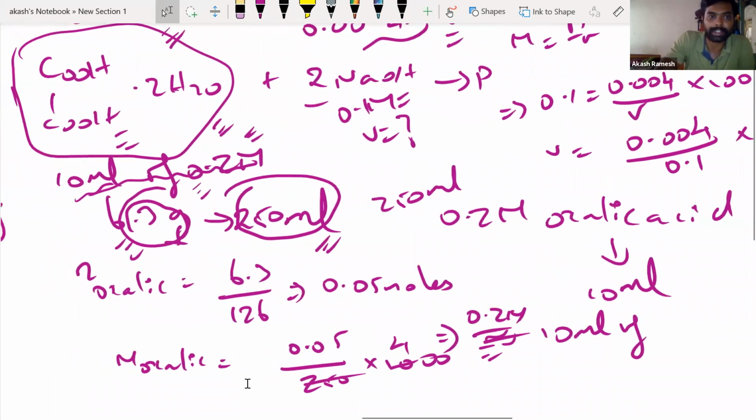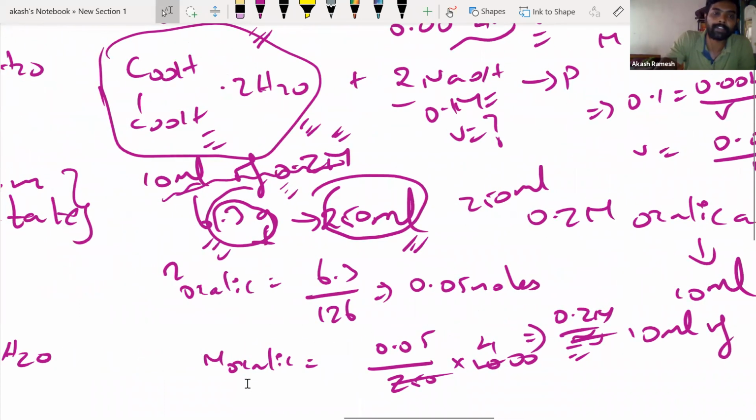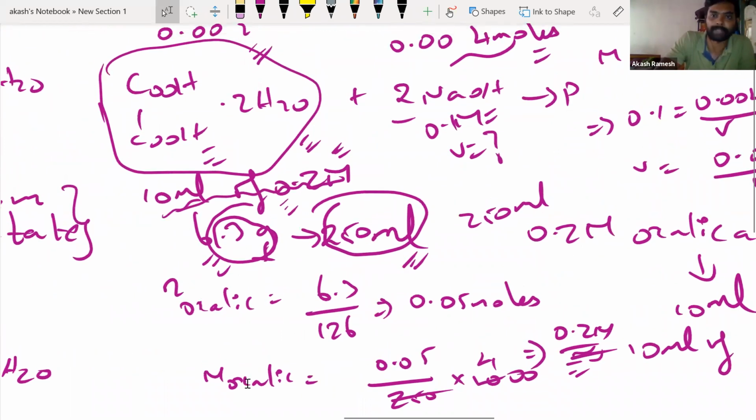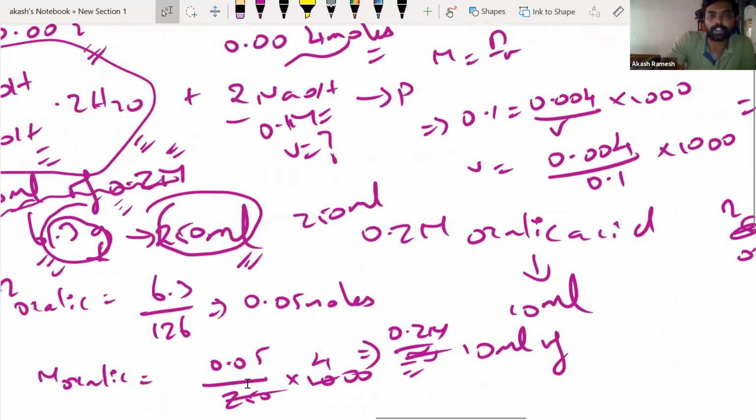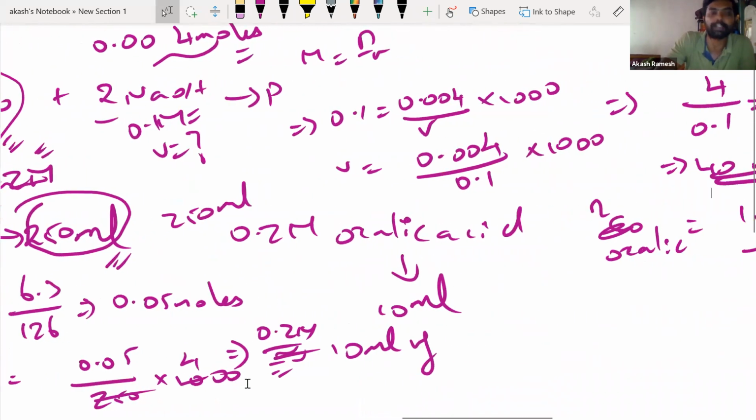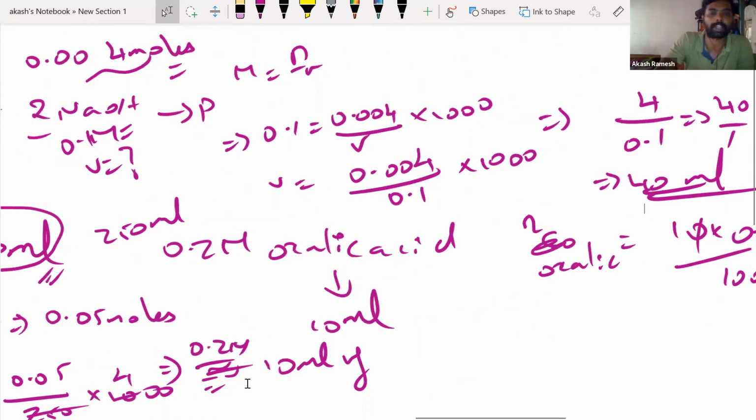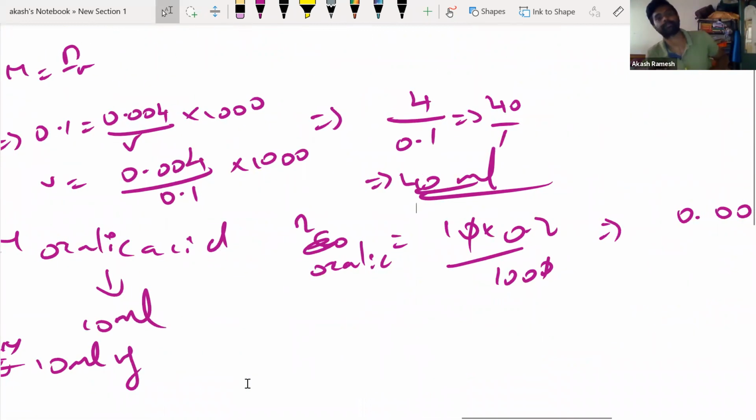Right. So out of this, only 10 ml is required. So what we have is basically 10 ml of 0.2 M oxalic acid. Done. Next, you go for normal stoichiometry. That's it. Now, instead of finding the molarity, you calculated the volume, and the volume you found to be 40. 40 ml is the answer to this question. Okay. I hope everybody is clear on what we are doing here.